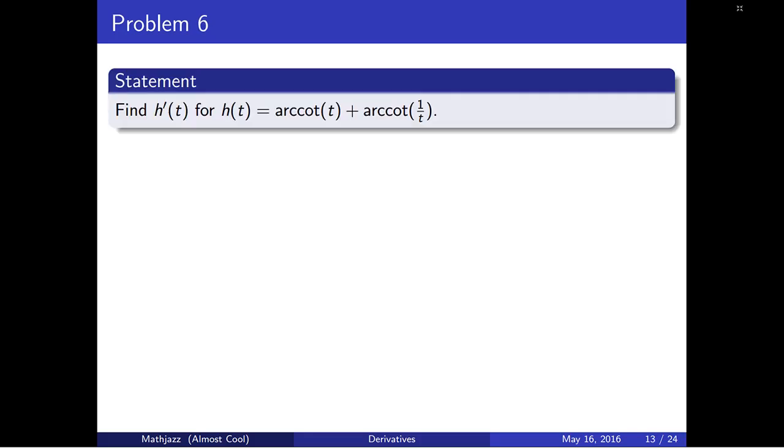Here is problem 6. We want to find h prime of t when h of t equals arc cosine of t plus arc cotangent of t plus arc cotangent of 1 over t. We use the chain rule for this. We have to first remember what the derivative of arc cotangent is, or if we don't remember what it is, we have to prove it ourselves. Well, so I'll assume that you can remember this. Here's the arc cotangent's derivative.